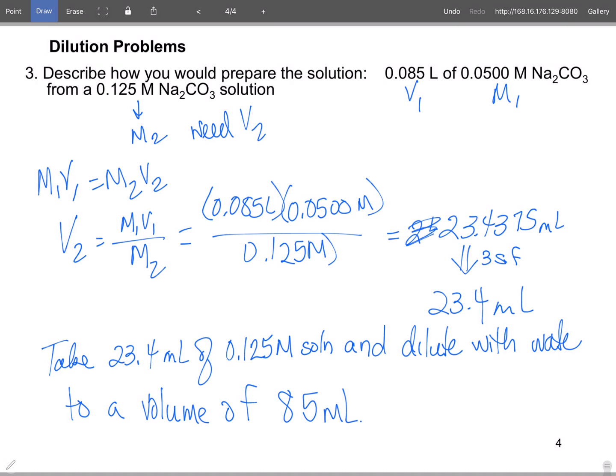It does not change the values as long as your units are the same. You either use both moles or both liters, both milliliters. As long as your M's equal and your V's equal, it doesn't matter. Okay. So now we've done concentration, molarity. Now we've added solvent to it and see what happens. And next we will take it back to stoichiometry.